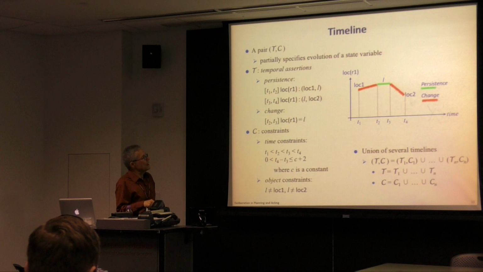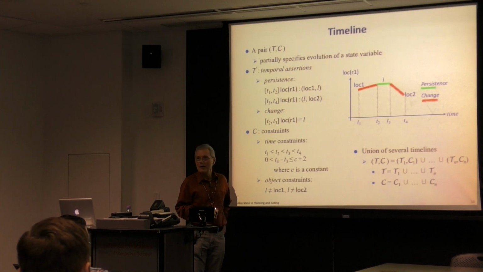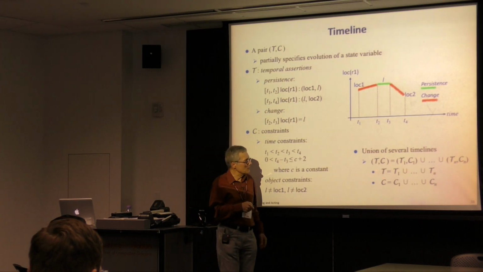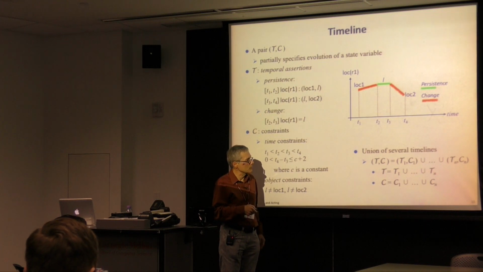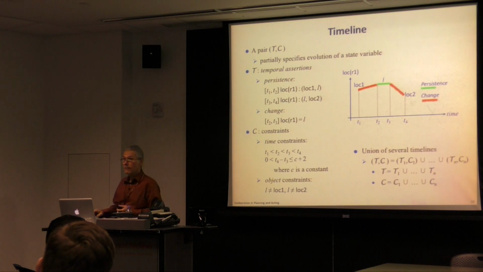And then finally, we may often talk about the union of several timelines. If you have timelines T1 through Tn and you want to talk about their union, you just do the obvious thing. You take the union of all of your temporal assertions, and you take the union of all of your constraints.